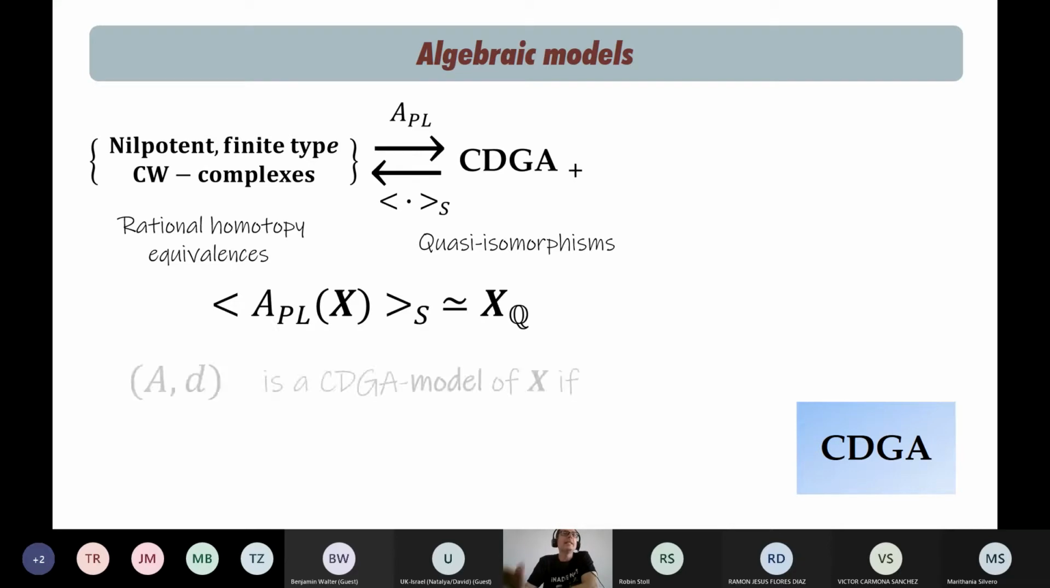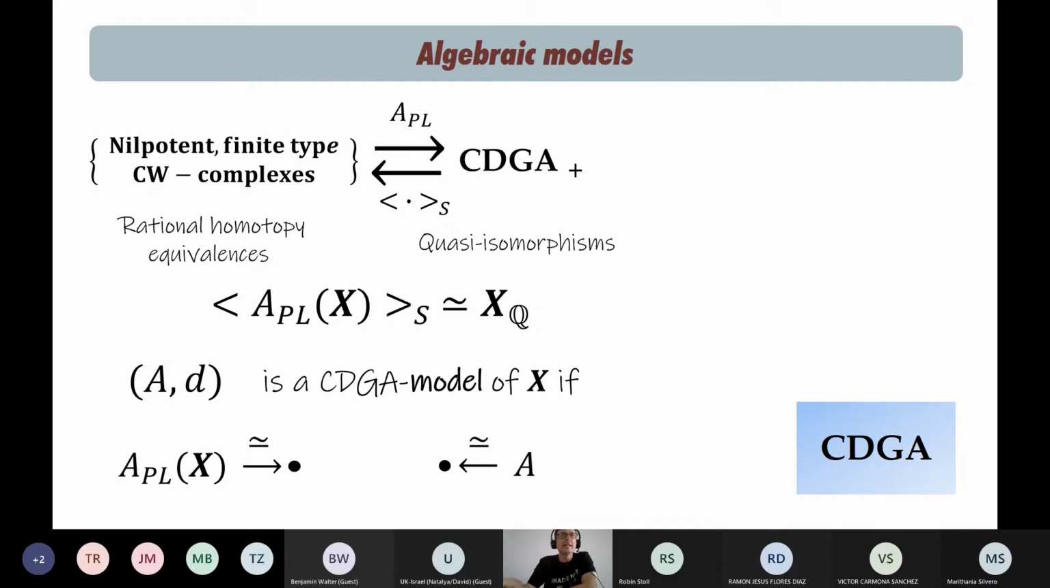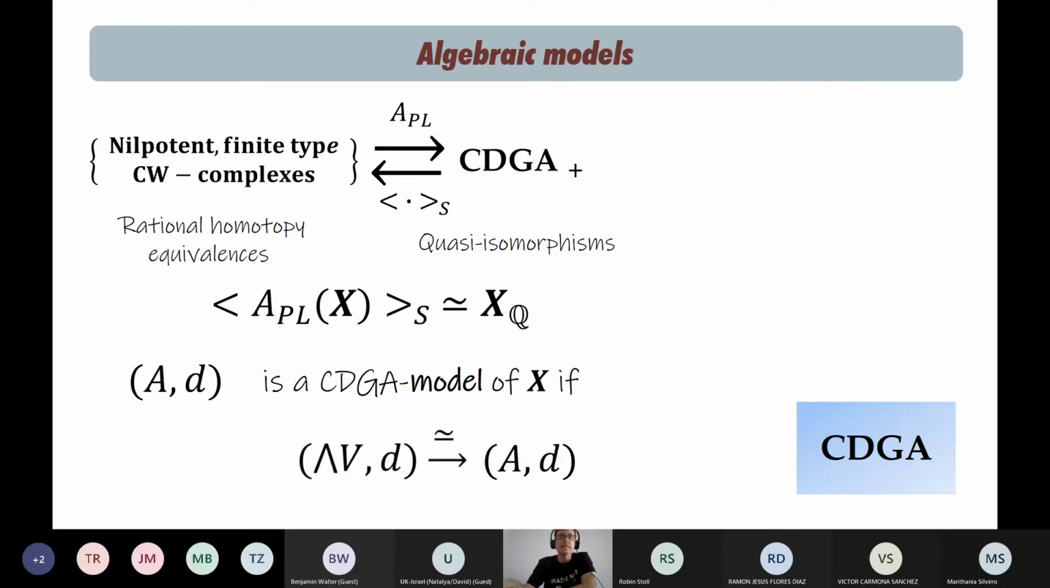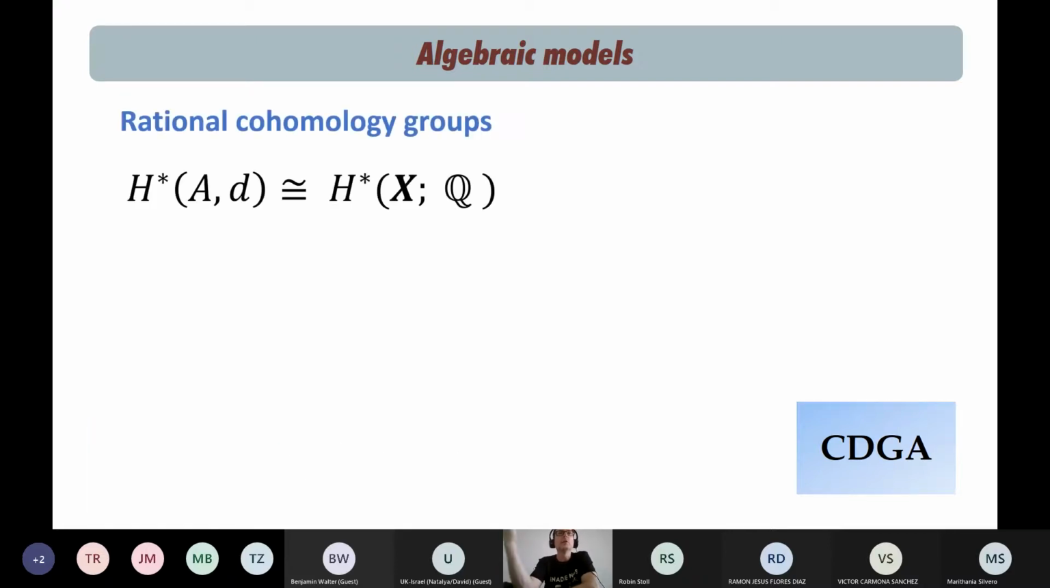And we say that a CDGA is a model if there is a zigzag of quasi-isomorphisms between this model functor of X and the CDGA. We have also the notion of a minimal Sullivan model in this case, which is a free CDGA whose differential has no linear term also. And we can also read in terms of these CDGAs all the rational homotopy invariants of a space. For example, rational cohomology groups. We can recover the rational cohomology groups simply taking the cohomology of the CDGA.